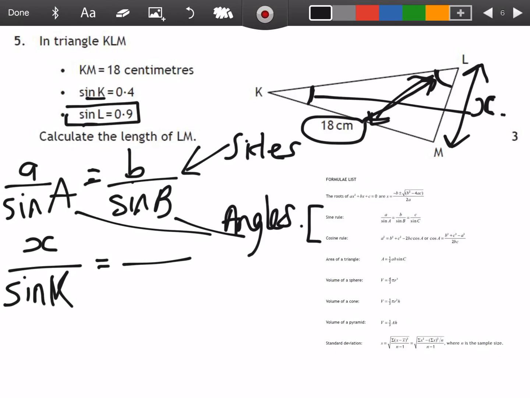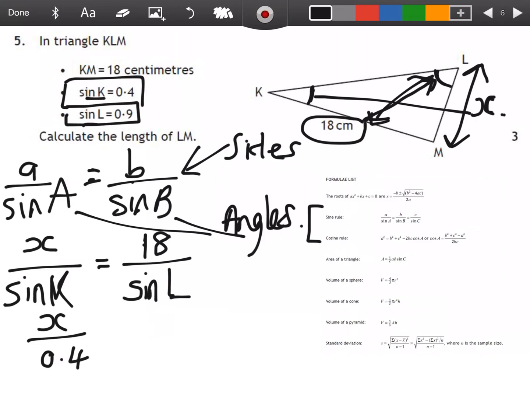On the other side, b is a side, the one that we do know. And at the bottom, it's not sine of angle B, it's sine L. We actually know these, sine L and sine K. I'm going to put the numbers in. So really what we've got is x over 0.4. Sine K is 0.4, it tells us, is equal to 18 over sine L. Sine L is 0.9. We're running out of space.